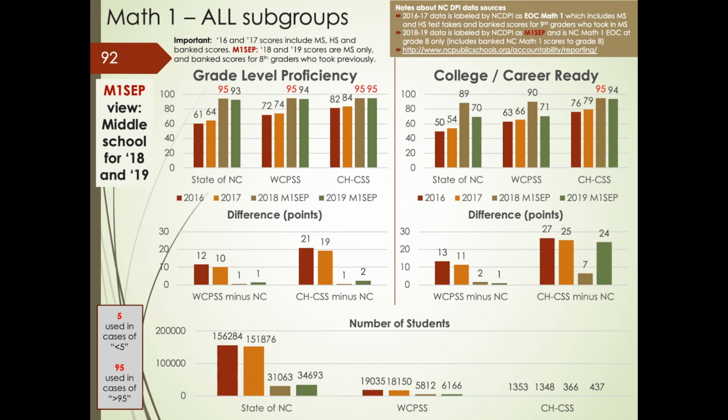And we don't know those numbers that are 95 in red. Those are cases where NCDPI reports greater than 95. So we don't know if it's 95.5 or 99.9.